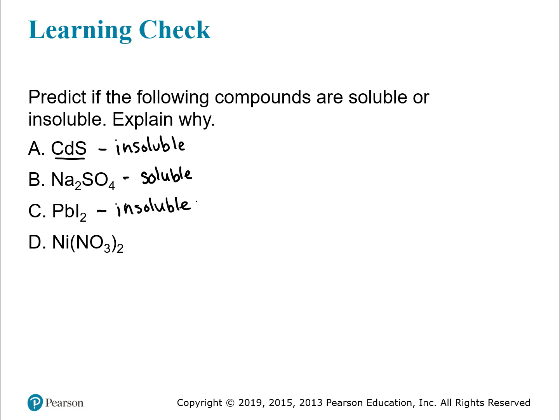The last one, we have nickel 2 nitrate. Don't see anything on the table about nickel, but nitrates are usually soluble. So we are going to predict that this too is soluble. Like I said, we'll do some more practice in class with the solubility rules.